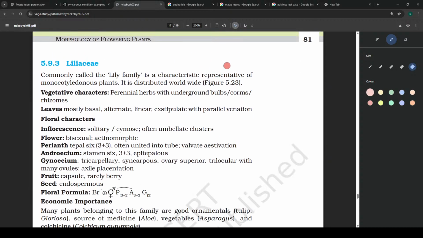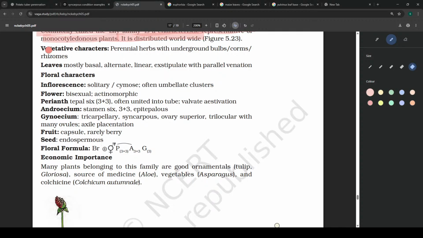Now coming to the Liliaceae family, commonly called the lily family, a characteristic representative of monocotyledonous plants. It is distributed worldwide. Vegetative characteristics: perennial herbs with underground bulbs, corms, or rhizomes. Leaves are mostly basal, alternate, linear, exstipulate with parallel venation because they're monocots.